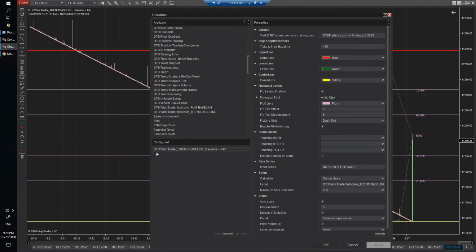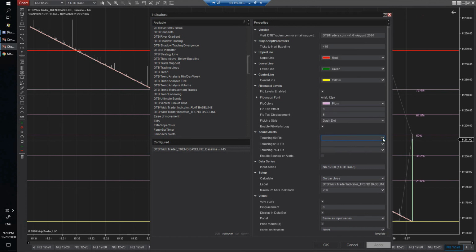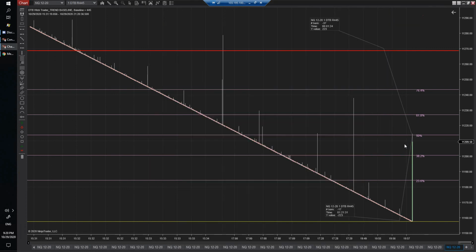One last thing I thought I would mention is that on the wick trader indicators, you could set alerts. So you could set an alert when the price hits the 50 fib, 61 or 76. So those can also be set. A lot of these indicators have alerts that can be set up so that you don't have to be watching your chart, but you could be alerted when price hits certain levels. So that is very handy for traders too.